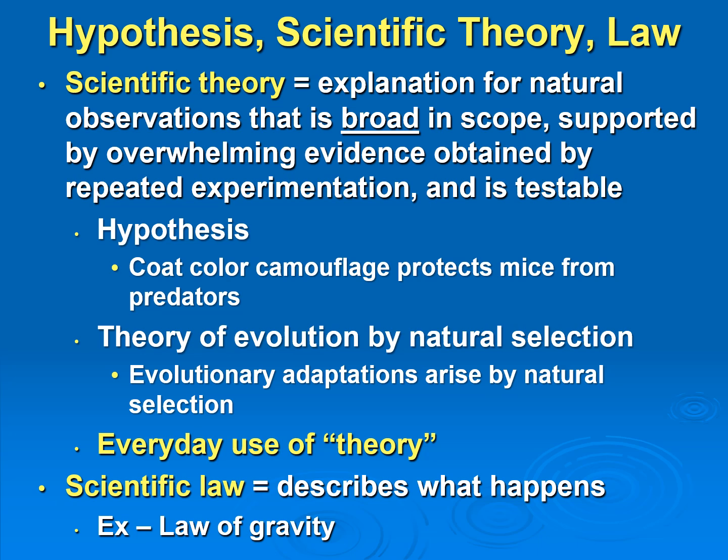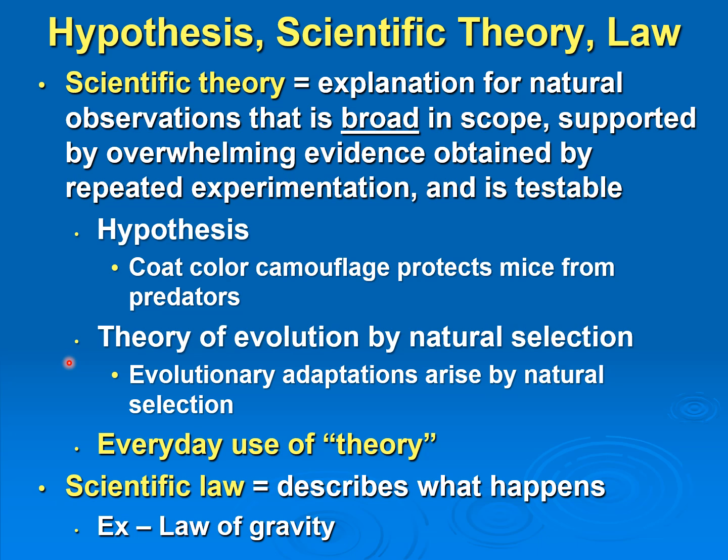So let me give you an example of a difference between a hypothesis and a theory. Here we've got a hypothesis that says coat color camouflage protects mice from predators. So that's pretty narrow in scope. But here we've got a theory. We've got the theory of evolution by natural selection, and it says evolutionary adaptations arise by natural selection. So that's really broad in scope.